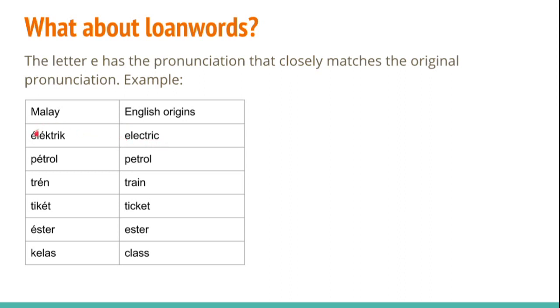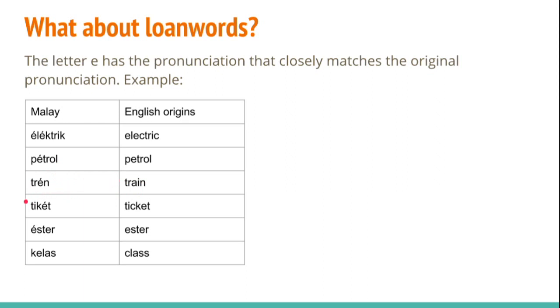So for example, for the English word electric, in Malay you say electric, and this one is petrol. And in Malay, you also pronounce petrol, but you don't pronounce it as petrol, you pronounce petrol. So it's a different sounding E. And for this one, this is pronounced train. And in English, it's also pronounced train. So it's kind of similar. I mean, not exactly the same, but almost.